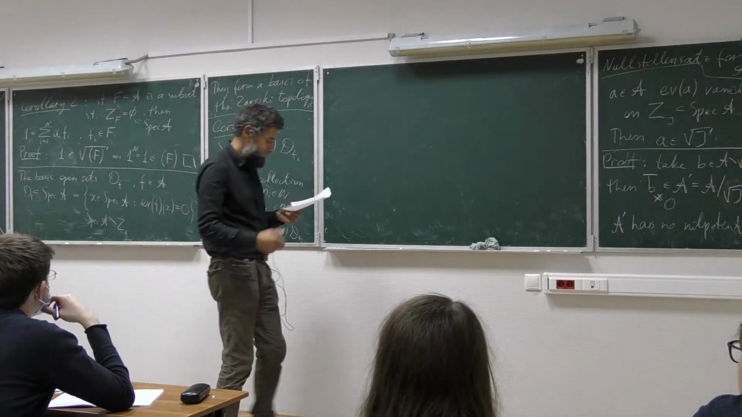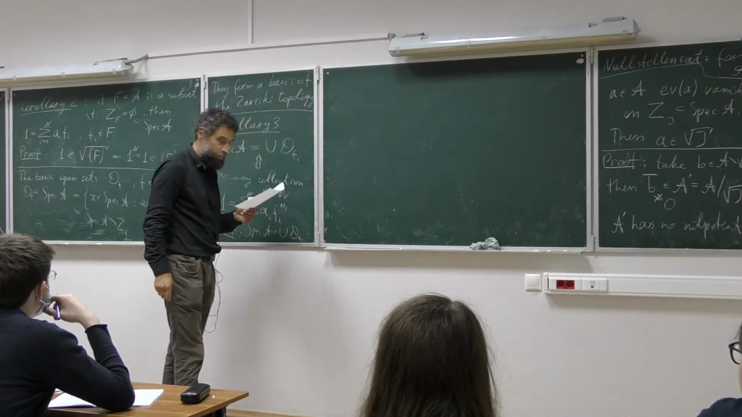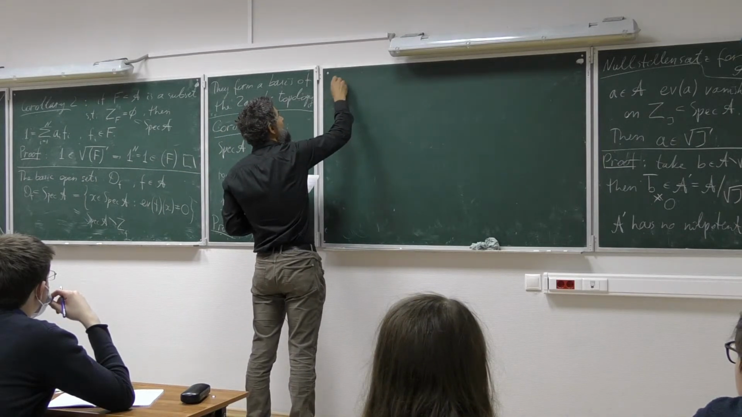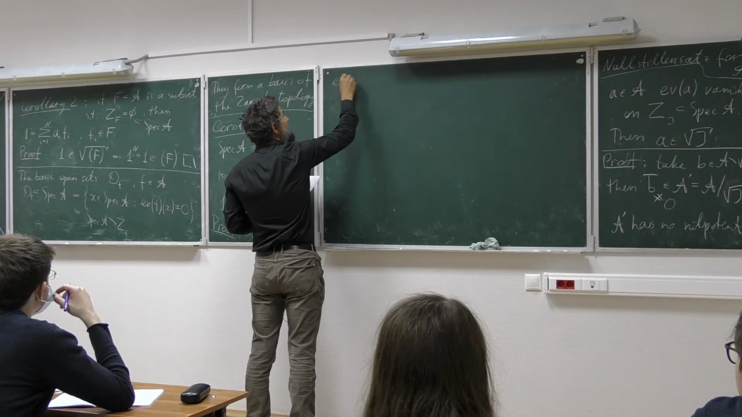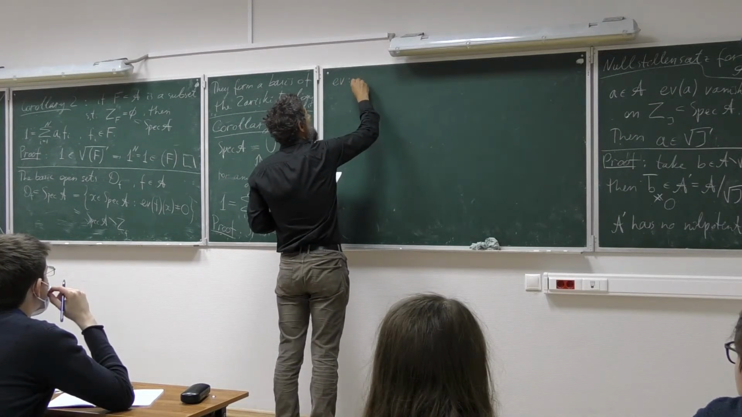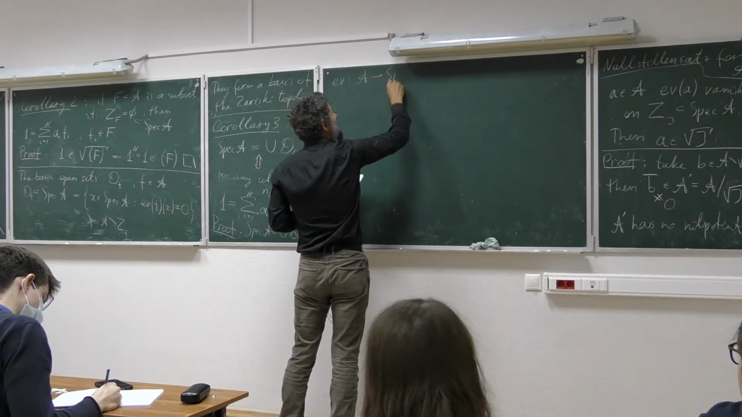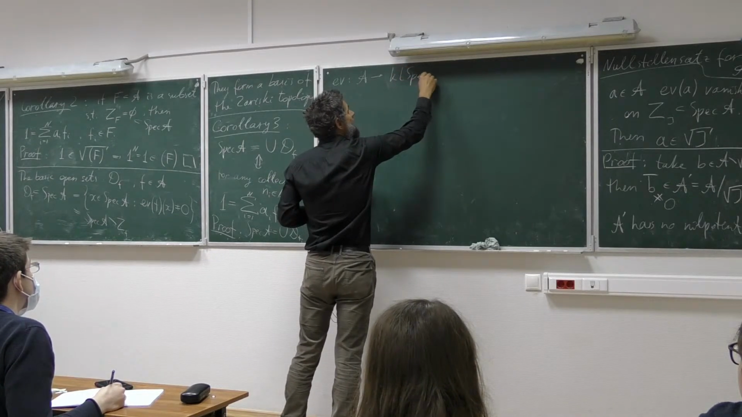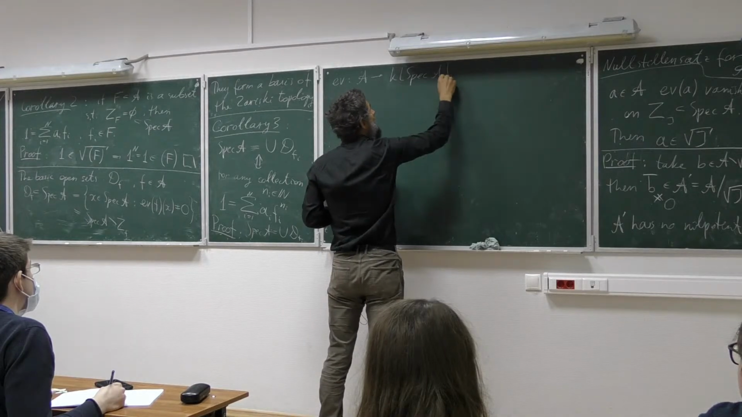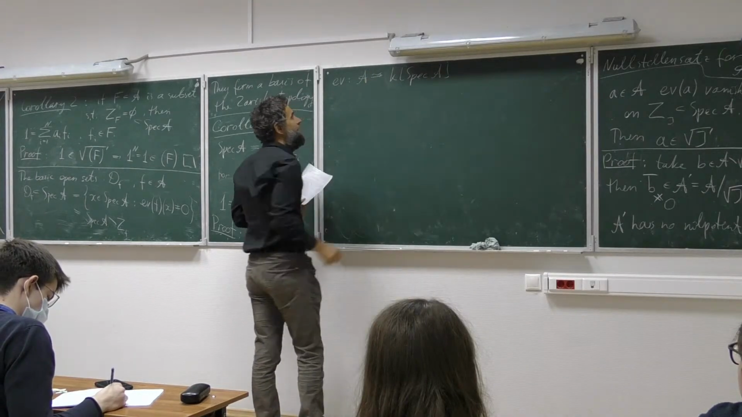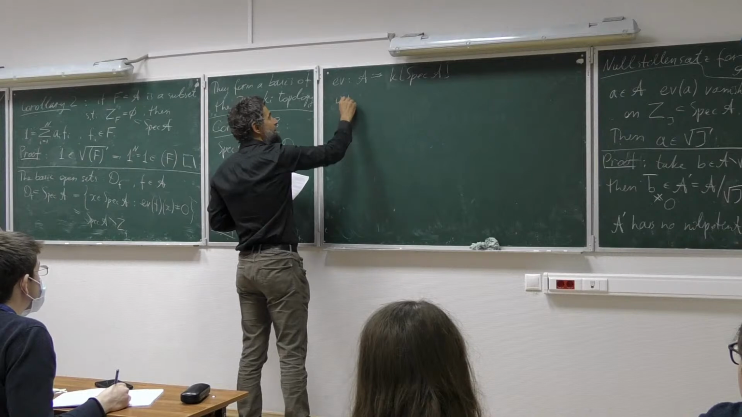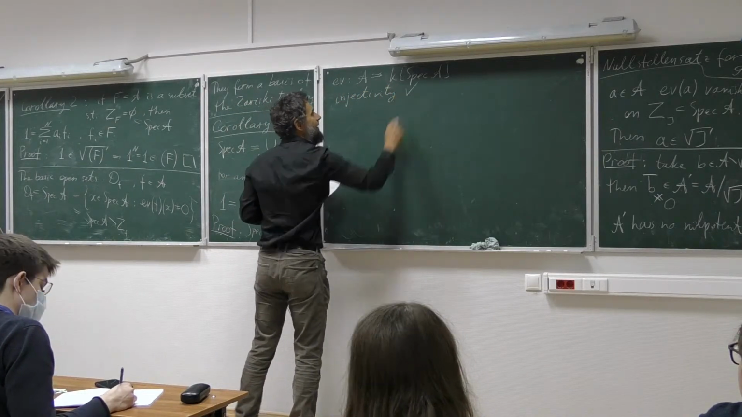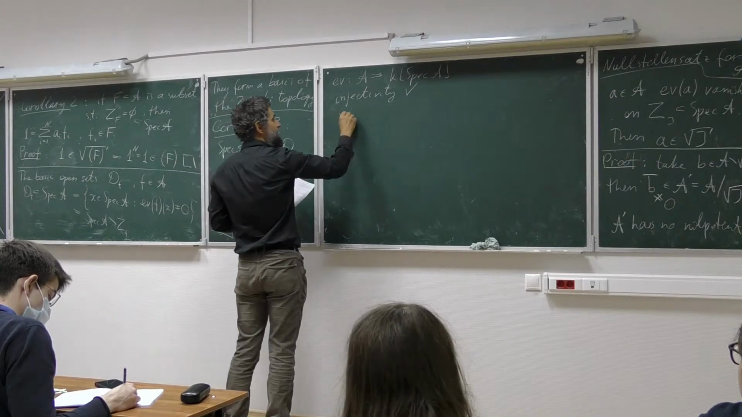So we still have some 5 minutes left, and I hope to finish. We had to prove that the evaluation homomorphism from A to the global functions on its spectrum was an isomorphism. So we already proved injectivity by the Hilbert Nullstellensatz. And now let's prove surjectivity.